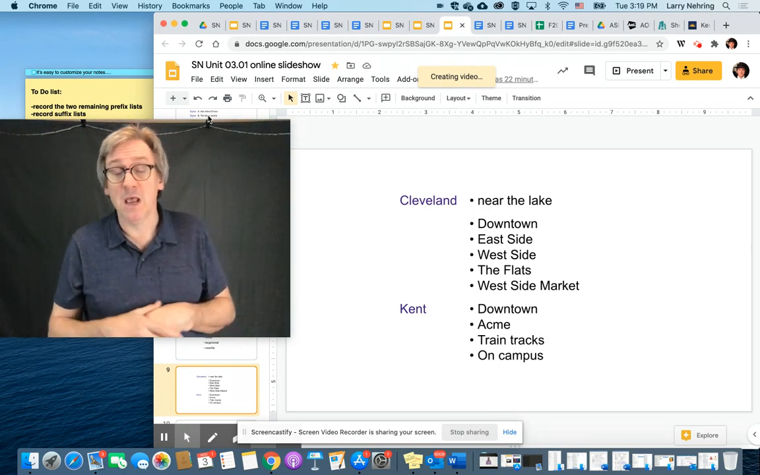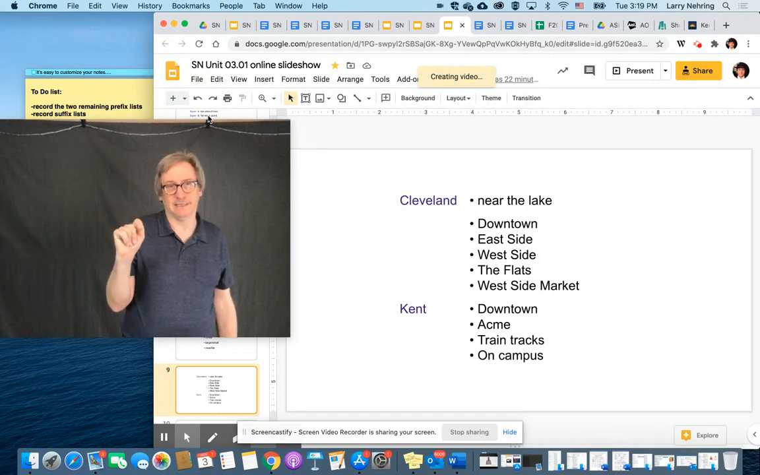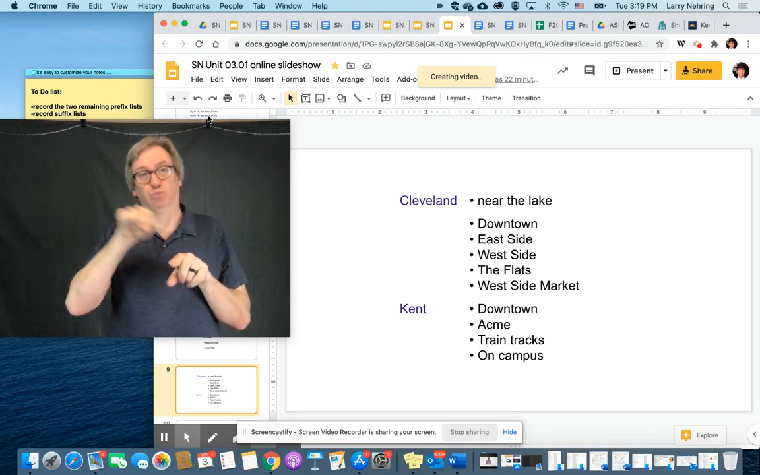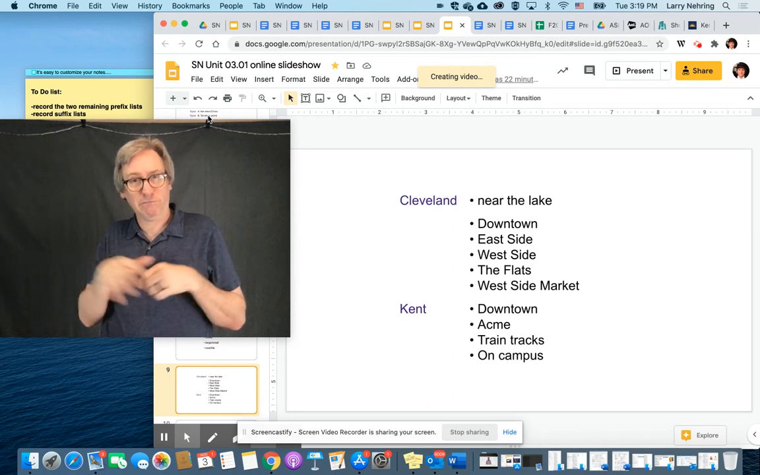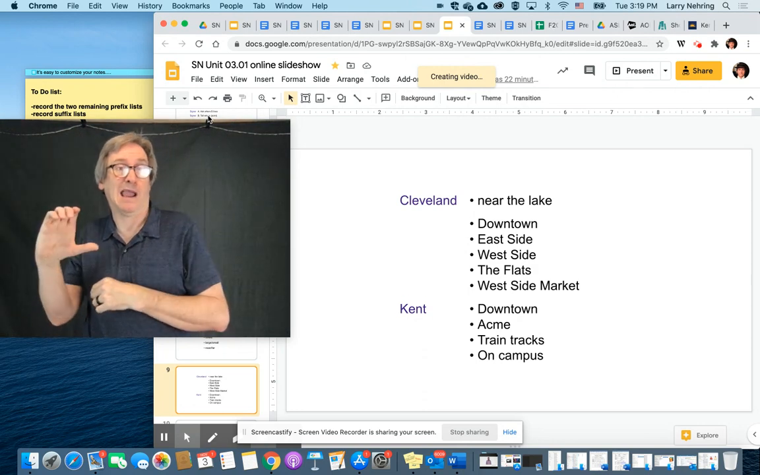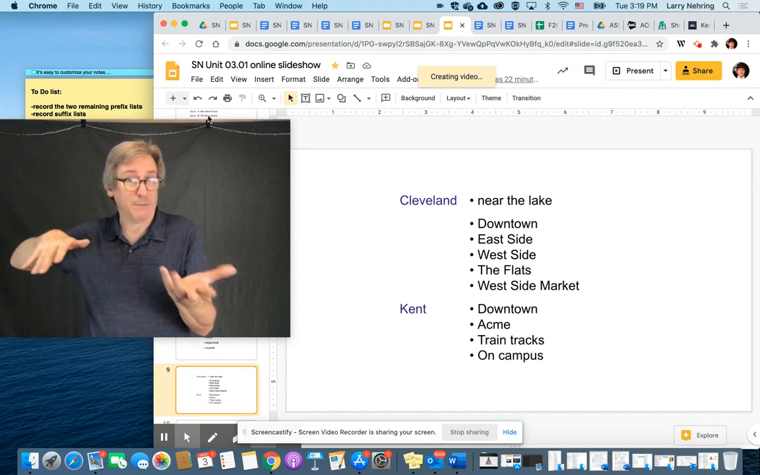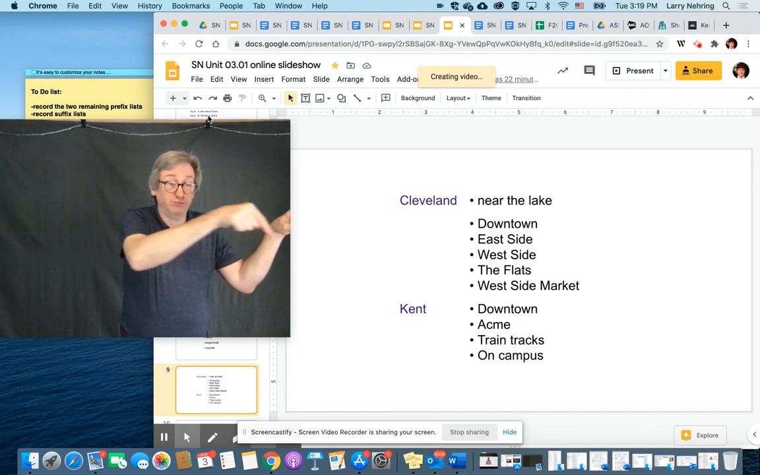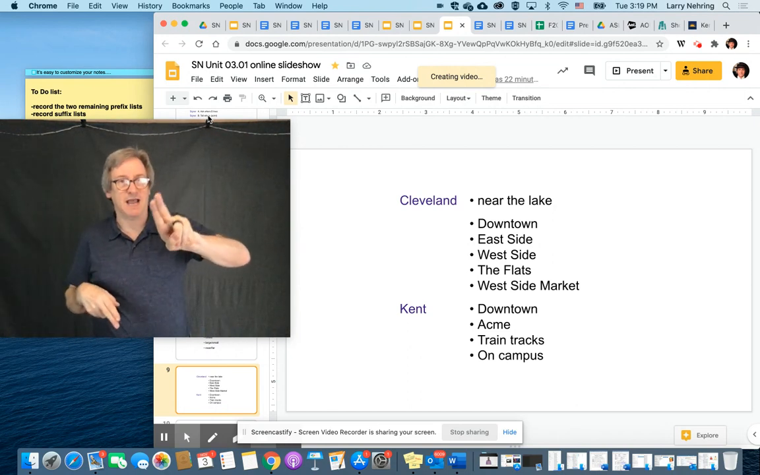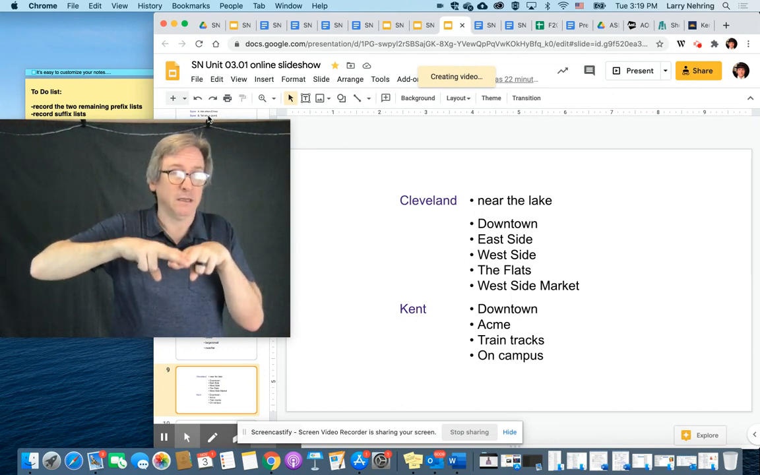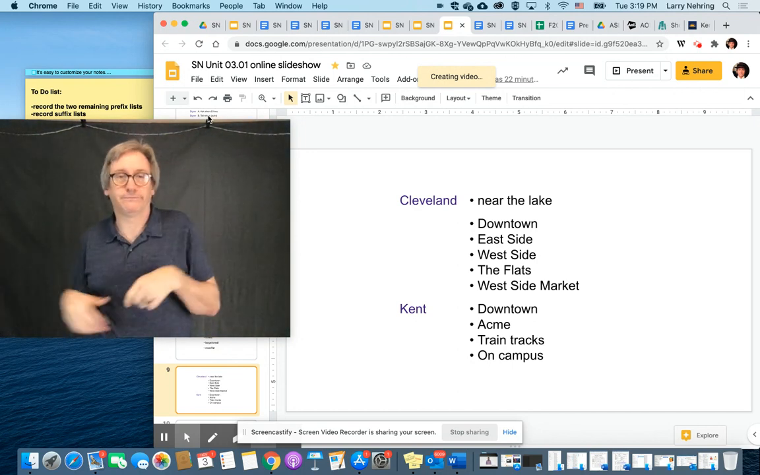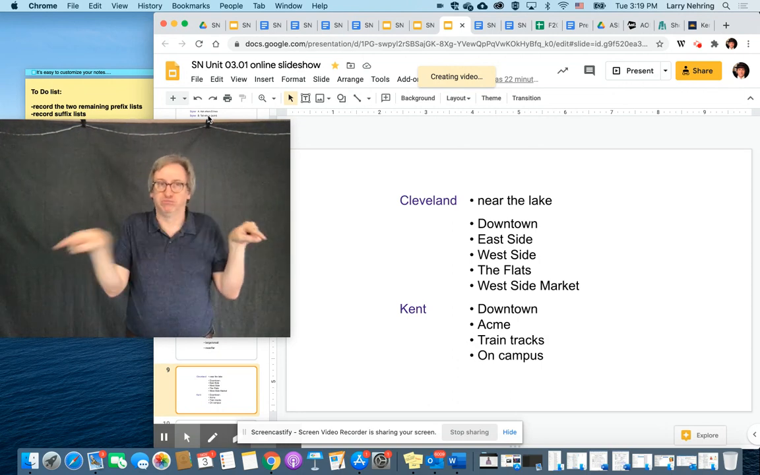Kent, there's no sign for Kent, unfortunately. We have the downtown. KSU's over here. Store area, Acme, right? They're the train tracks that run through town, and we use this for train. So if you've got railroad ties and the railroad tracks, it also can sound like a train, right? So train. Loud.